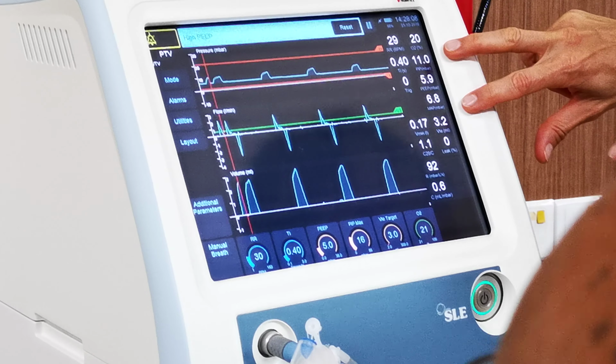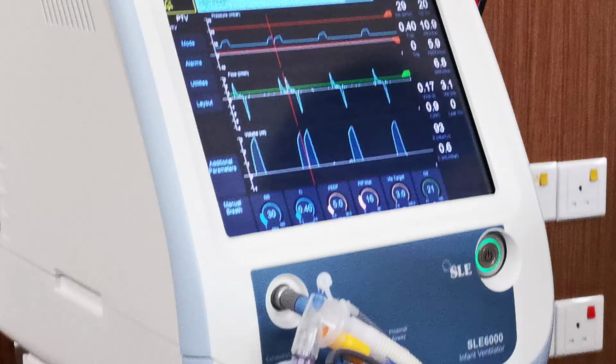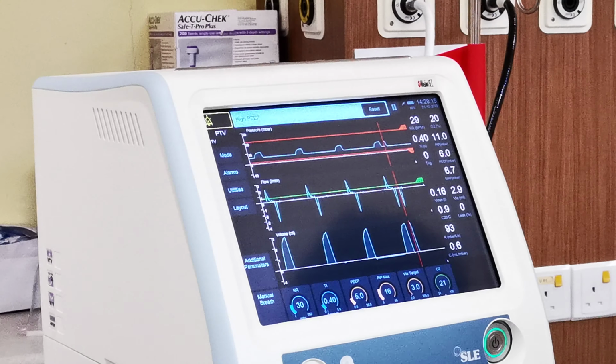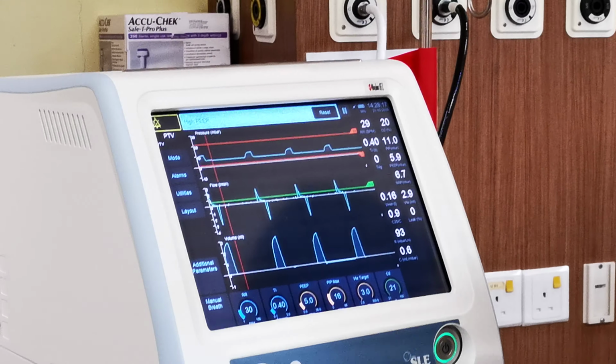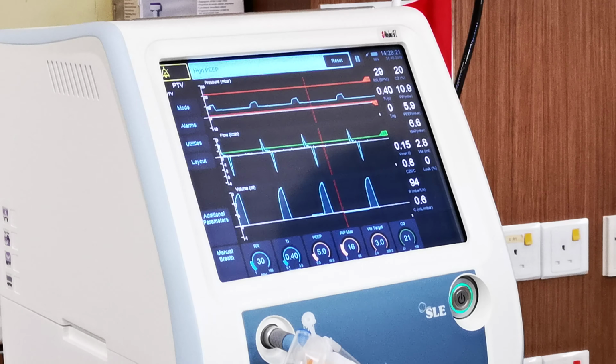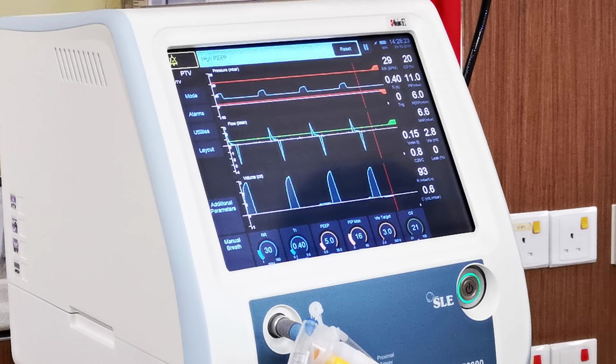So here, when you are here, what will the ventilator do? You will tell the ventilator how much tidal volume you want. Yeah. And then the ventilator will adjust the PIP to get the tidal volume that you want. Yeah.